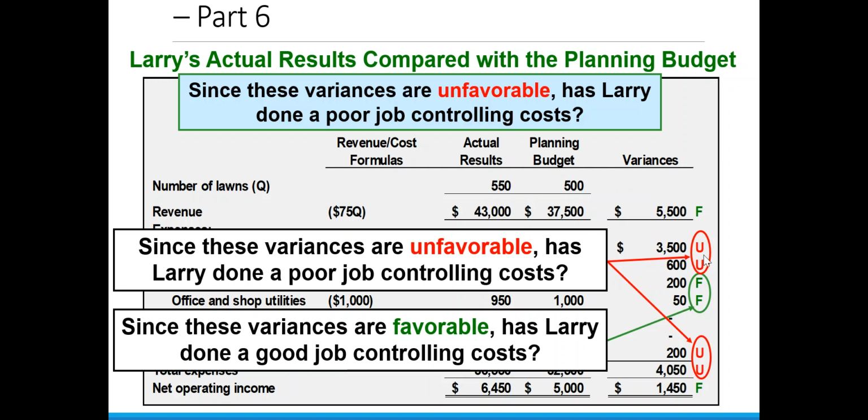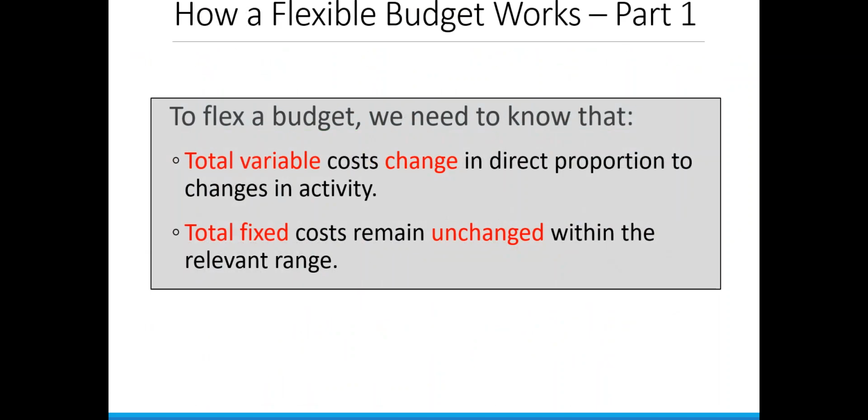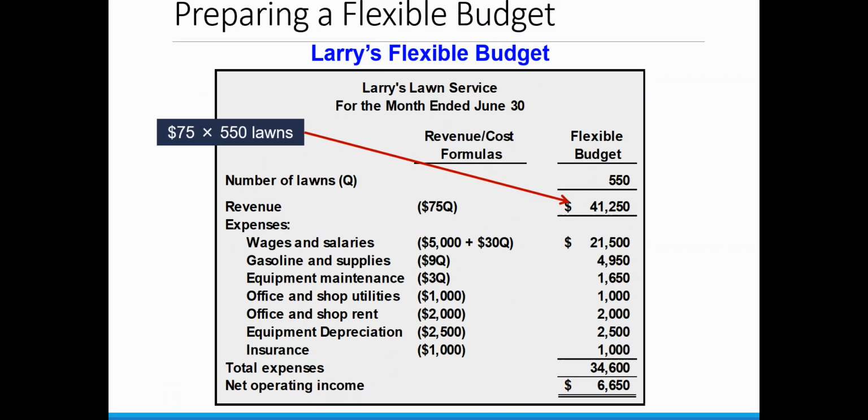And since there's favorable variance here, does it mean he's done a good job controlling costs? And the answer is we don't know, because we want to compare apples to apples. We need to do a comparison based on a flexible budget. So here's what we do.